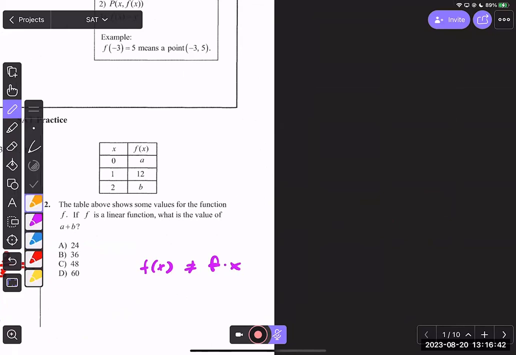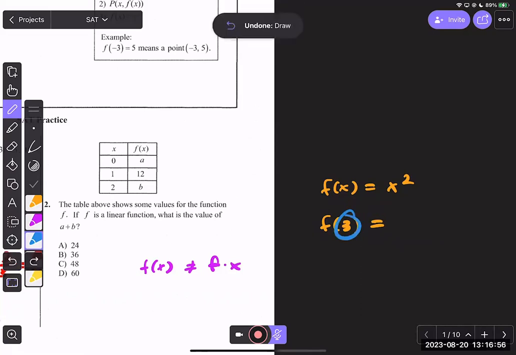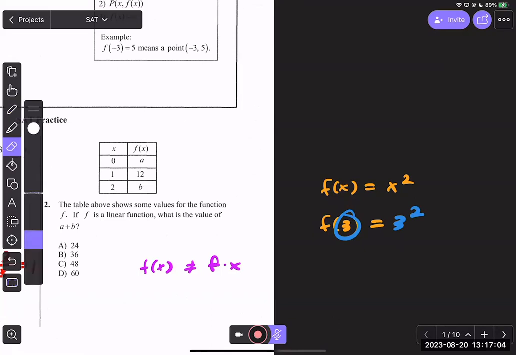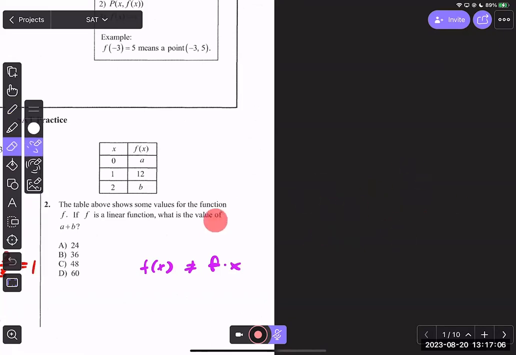Like if I said f of x equals x squared, and then I said f of 3, I'm going to take this value of 3 right here and plug it into the x part. So this would become 3 squared, which is equal to 9. That's how you would solve that. So it's not correct to think of this as two numbers being multiplied together.